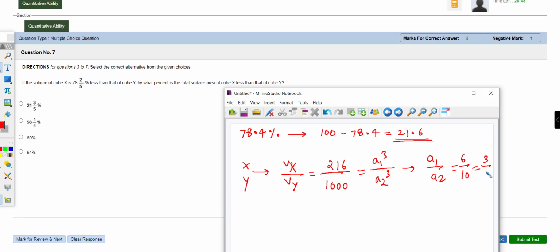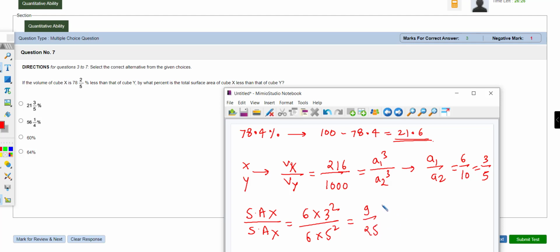We want to find, first of all, the ratio of surface area. So the ratio of surface area is going to be how much? Let's have a look at it. The formula to find surface area is how much? 6 into side square, 6 into 3 square divided by 6 into 5 square. You can see that 6 and 6 will get cancelled out, 9 divided by 25.